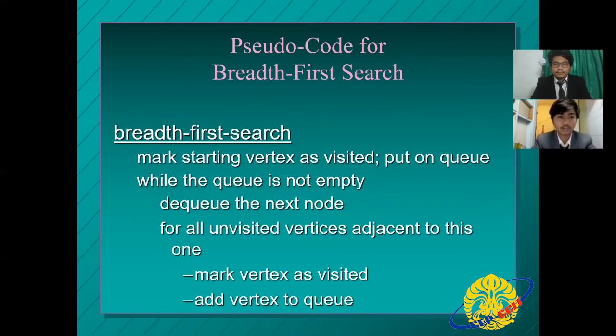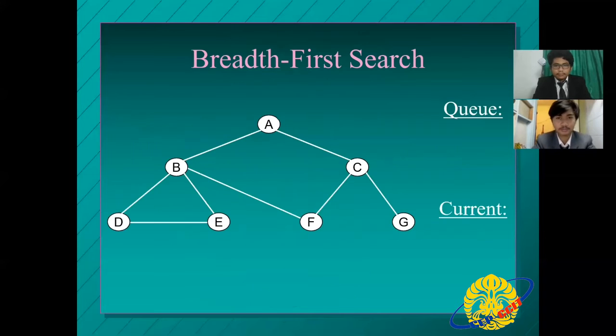So the code for breadth first search: mark starting vertex as visited, put on queue. While the queue is not empty, take the next node from the queue. For all unvisited vertices adjacent to this one, mark vertex as visited and add vertex to queue.